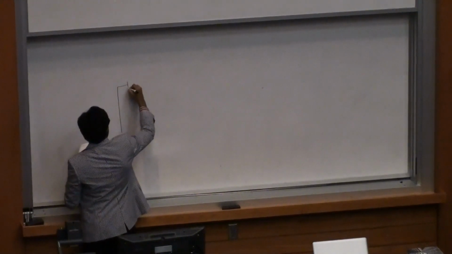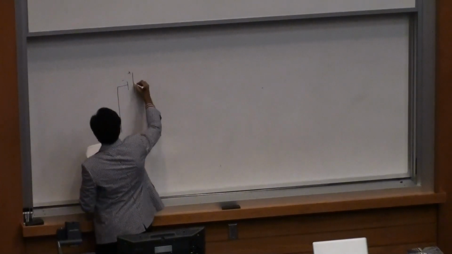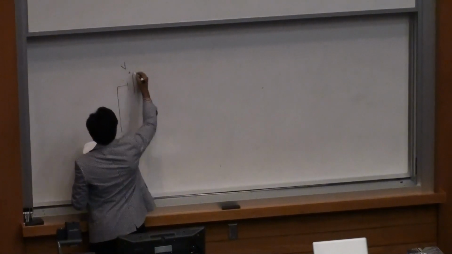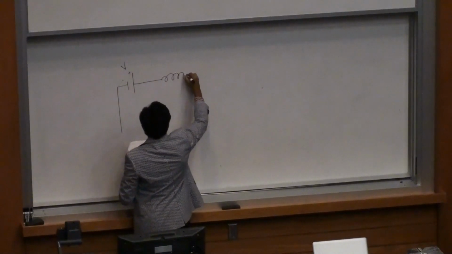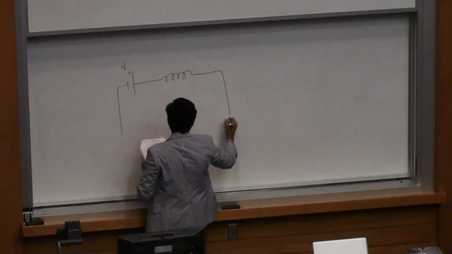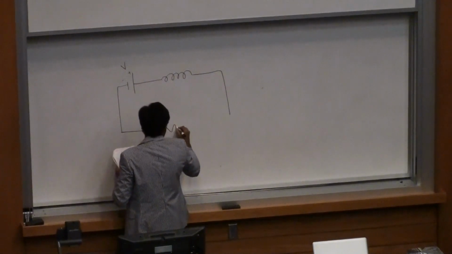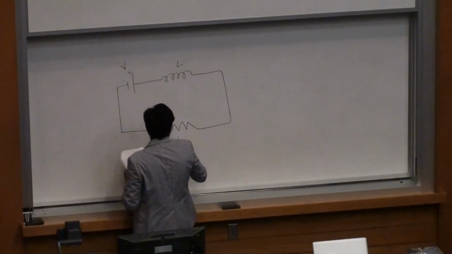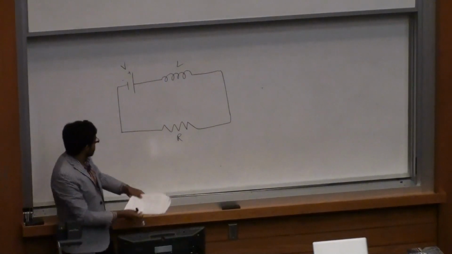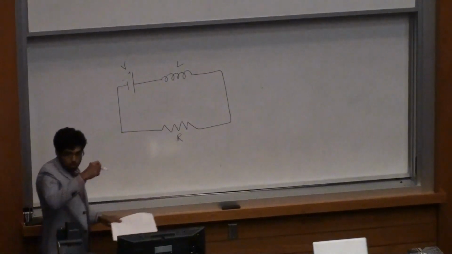So start off with some battery. Here's my minus plate, positive, right? Some EMF of voltage V. I have an inductor, and here I have a resistor. This inductor is L, resistance is R. So again, inductors you draw with those little loops.